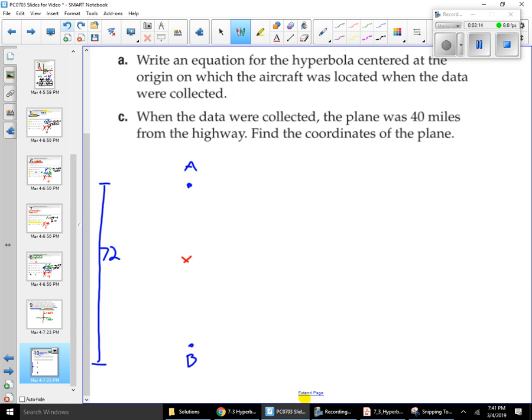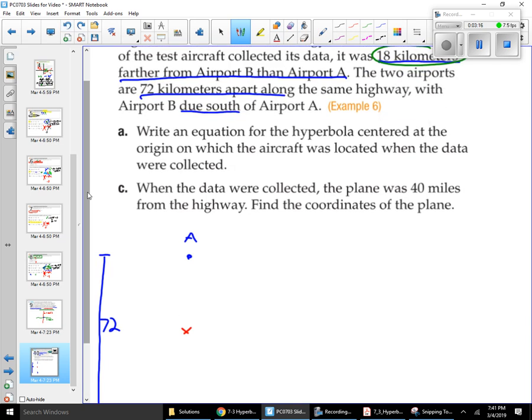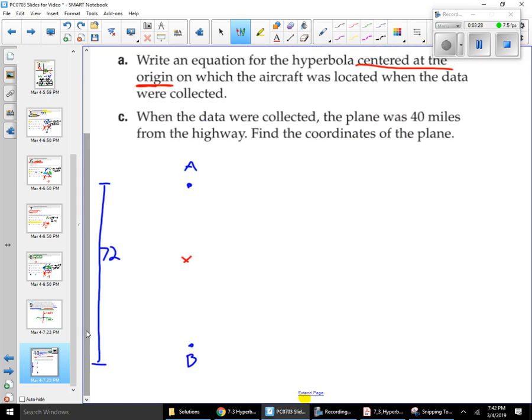Right in between them, they do tell us, by the way, to make that point the origin. Sorry, it took me a second. That is centered at the origin. So that's going to help you with your model. That X there that I'm calling the center, that is the origin. So we can also get that this is 36. It's half of 72, so from the center to that focus is 36. So we can start labeling some coordinate pairs on all the stuff that we know.